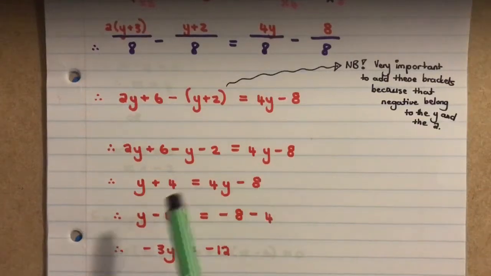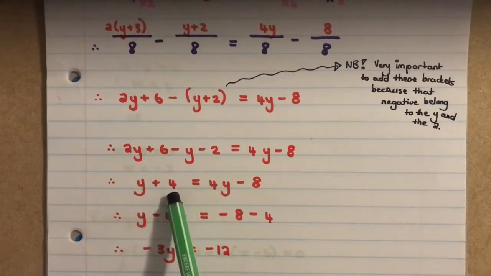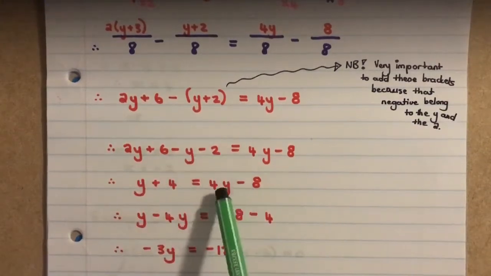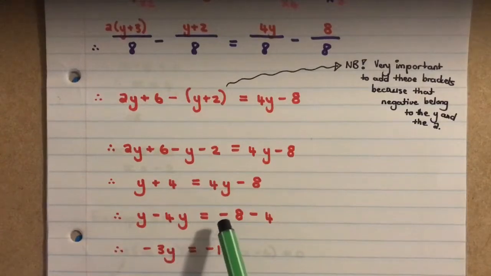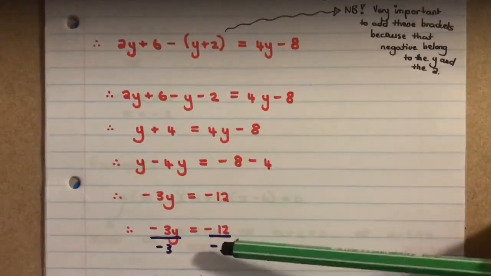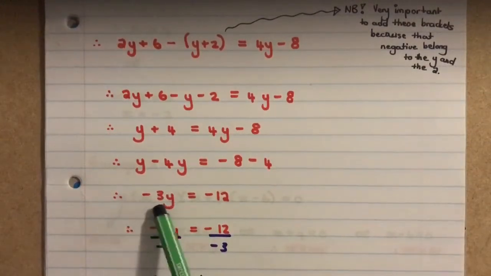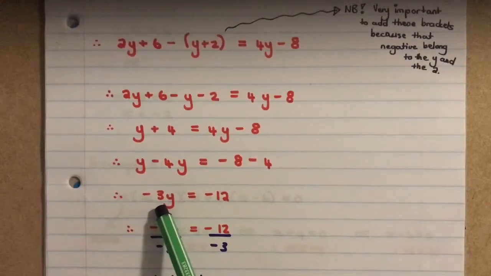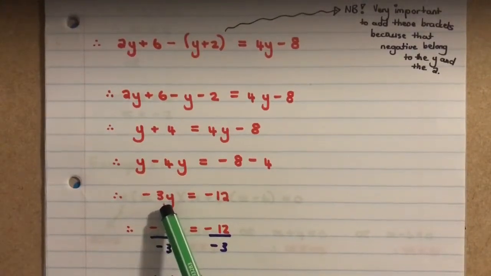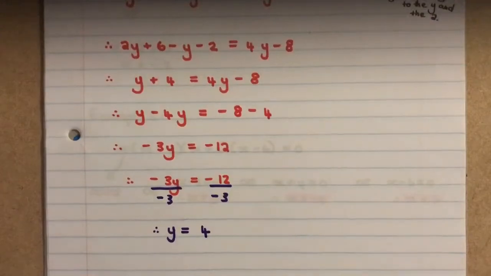You can't simplify anymore. After you've simplified, 2y minus y is y, and 6 minus 2 is 4. Then you start throwing over to bring your like terms to each side. Then you've got y minus 4y is negative 3y. Minus 8 minus 4 is negative 12. What is happening to that y? It's being multiplied by negative 3. What is the inverse operation of multiplying with negative 3? Dividing with negative 3. What you do on the one side, you have to do on the other side. And you get y is 4.